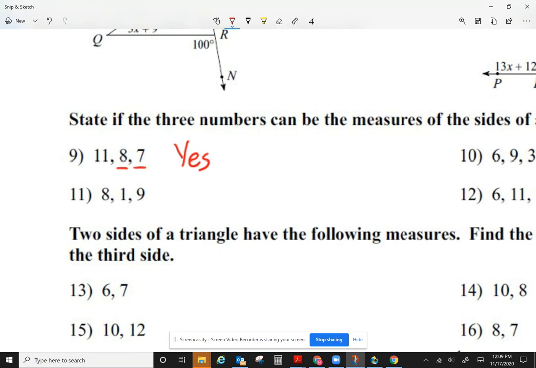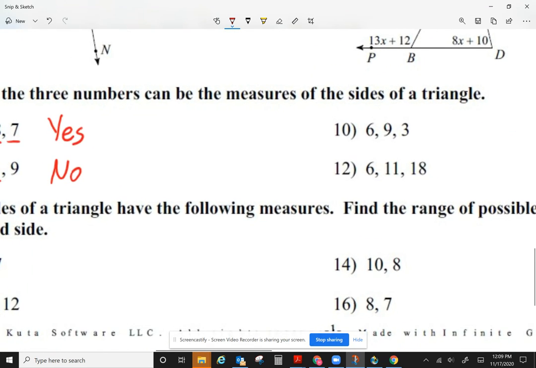I have question number 11 here on the screen, so let's take a look. My two small numbers are 8 and 1. What I'm asking here is, is 8 plus 1 more than 9? Not exactly. 8 plus 1 is equal to 9. I will not make a triangle out of this. I will make a line segment. So no, I cannot make a triangle.